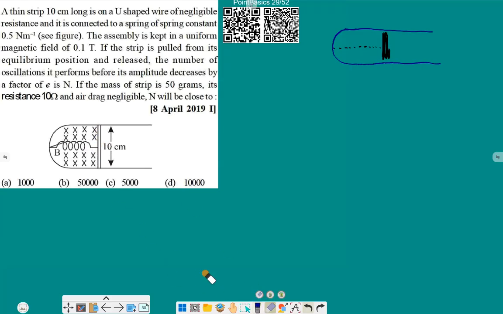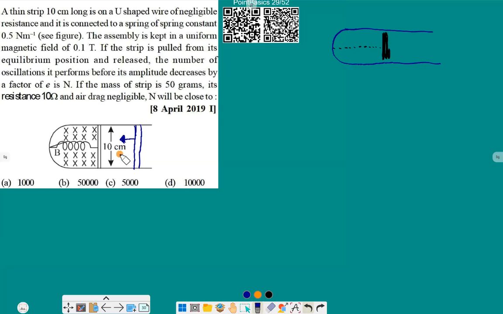Suppose this is the mean position and we stretch the strip slightly outward, up to here. Then at this point, the restoring force of the spring will be towards the center, towards the mean position, as we know the restoring force of a spring is always towards the mean position.